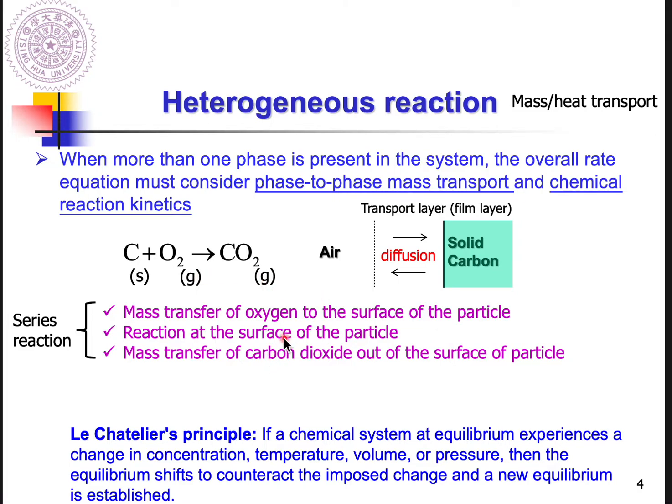So now this is easy, right? Because definitely carbon dioxide will leave the surface. So in order to consider the overall rate equation, we need to consider the mass transport part and the reaction part. And the relationship between them belongs to a series reaction. So how do we model this kind of heterogeneous reaction, including the transport and the reaction?